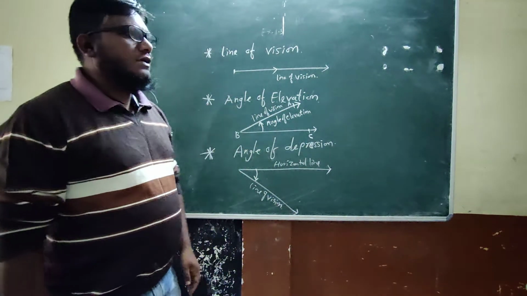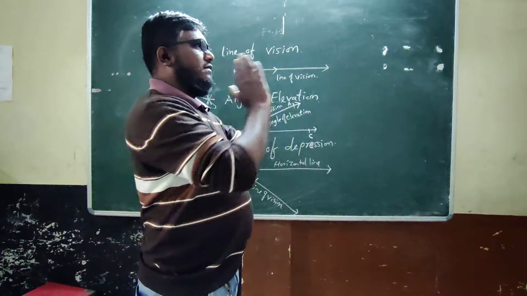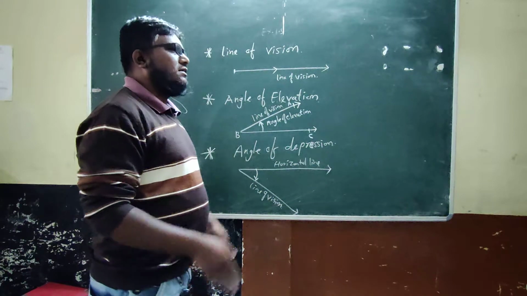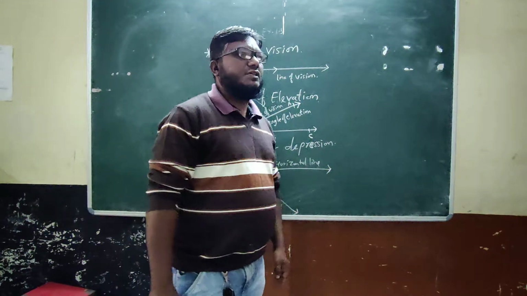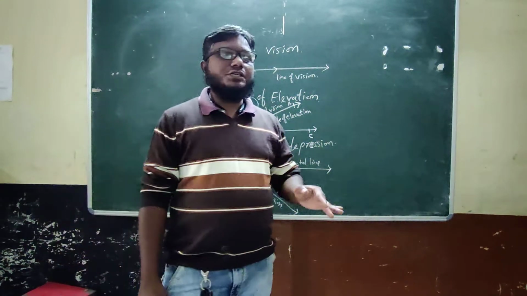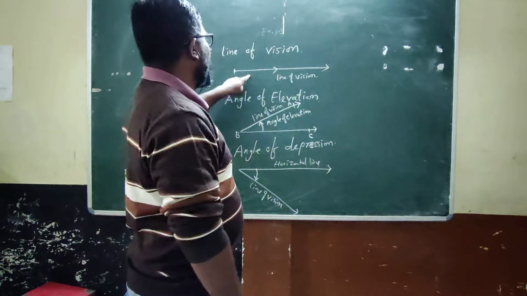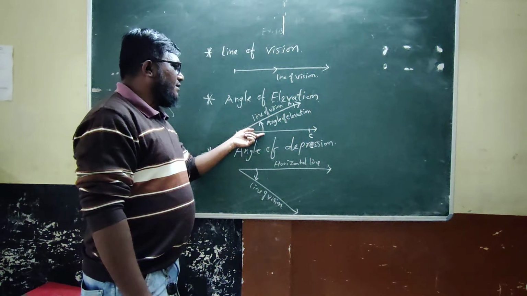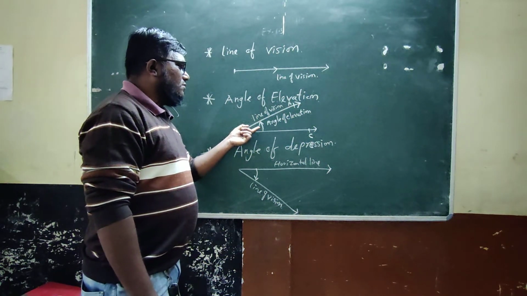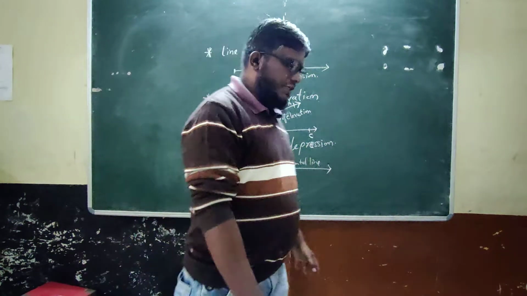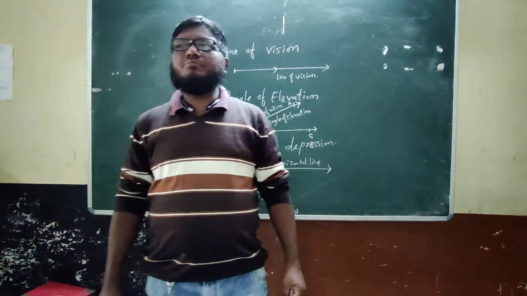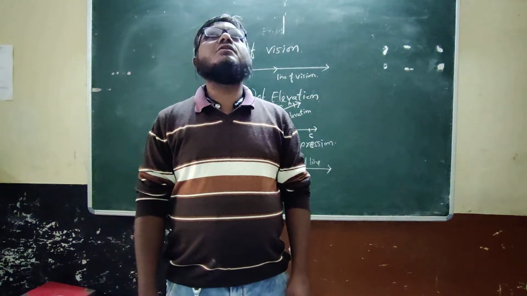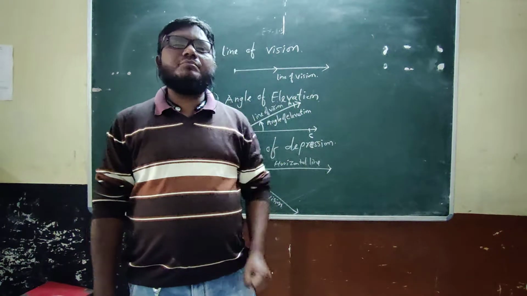Now dear students, I am standing here and looking in front of me. Wherever my eyes are reaching, whichever thing I am able to see, that straight line is called the line of vision. If the angle is slightly upper side, for example standing on the road in front of a big building, we have to look upper side to the top of that building.